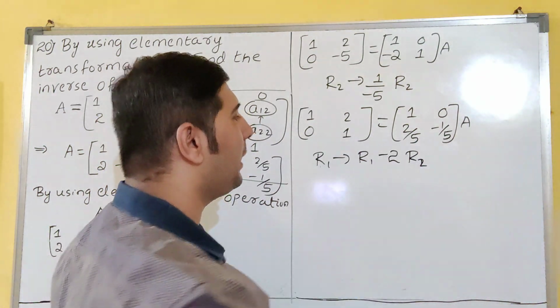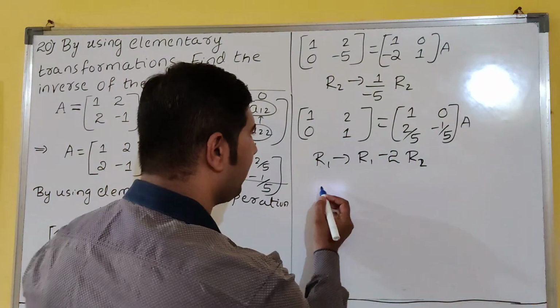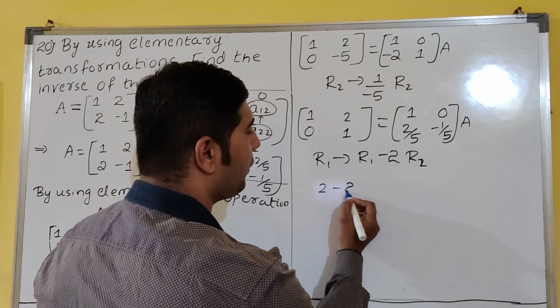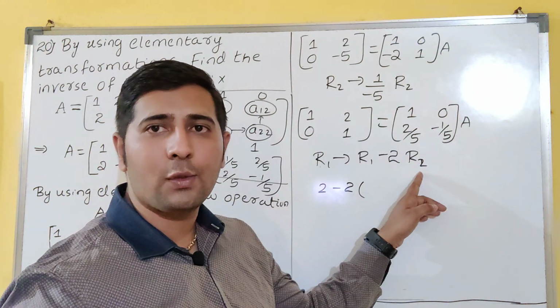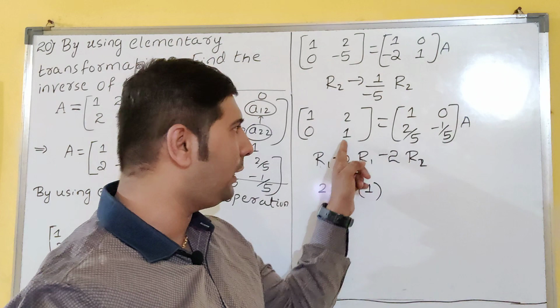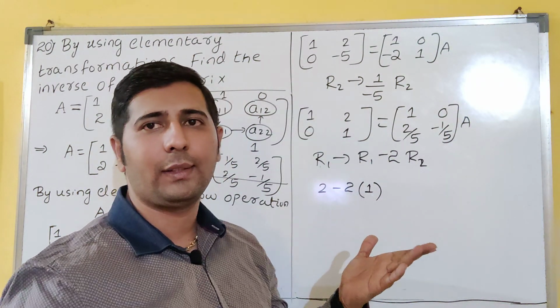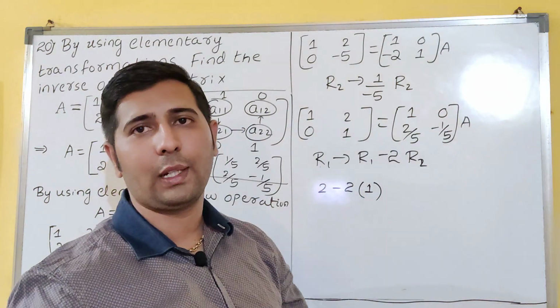R2 is 1 or not? See, R1 is 2, you can write 2. Clear? Minus 2 into R2. Why am I multiplying minus 2 into R2? Because R2 is 1, and minus 2 into 1 is minus 2. 2 minus 2 is how much? 0 or not? This was required for us, dear students.